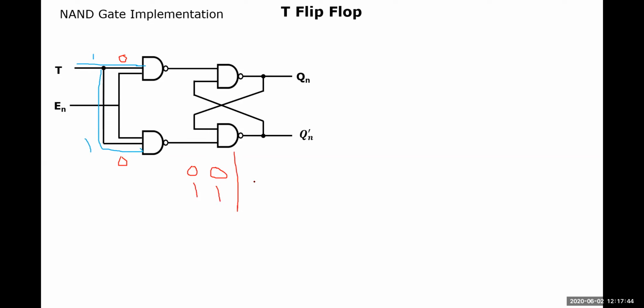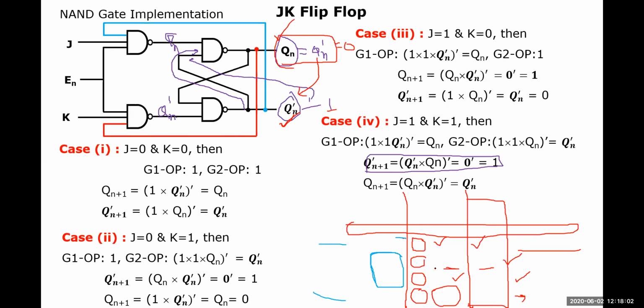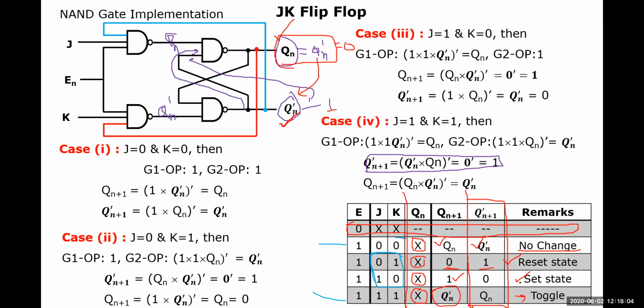There are no possibilities 1,0 and 0,1. These two possibilities will not be taken into consideration. Only these two possibilities will be taken. Therefore, it must exist either in a no change case or in a toggle case. So look at the previous function table here. This is the no change state: 0,0 will be no change, and 1,1 will be the toggled state.